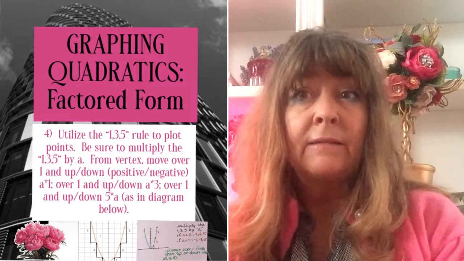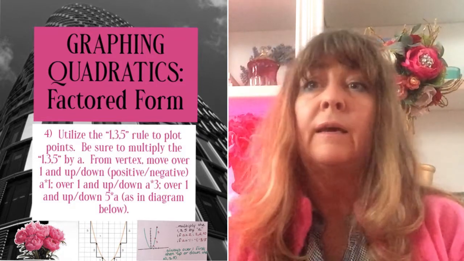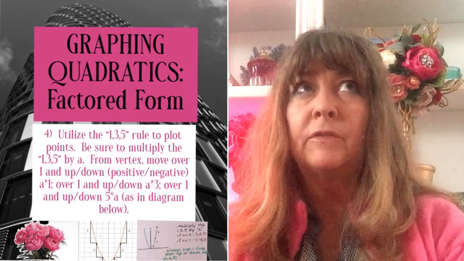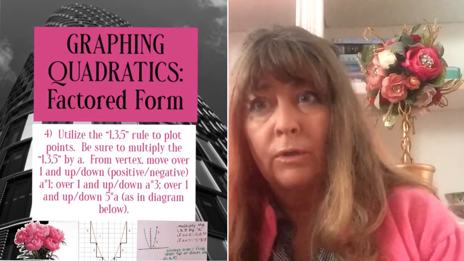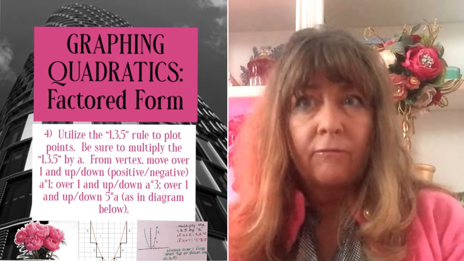Now, if your a is anything other than 1, for example 2, then you multiply it by whatever that number is. So for example, if it's 2, it would be the 2, 6, 10 rule. If it's negative 1, it would be the negative 1, negative 3, negative 5 rule, if that makes sense.